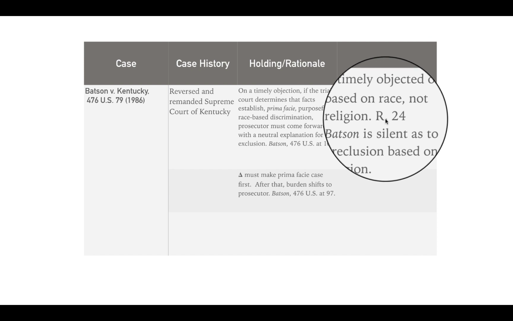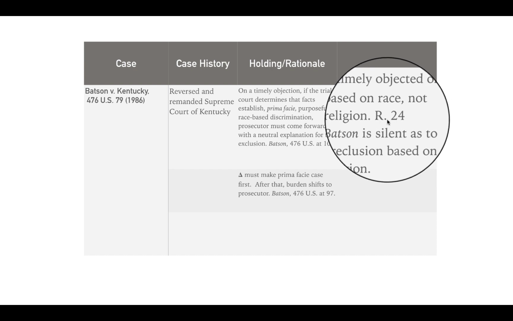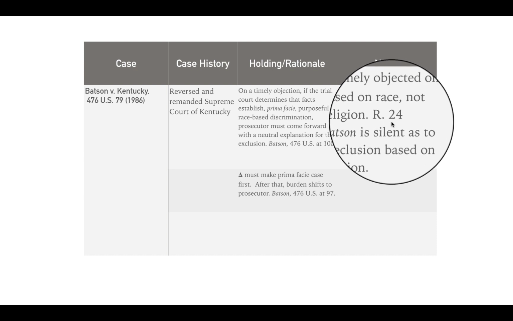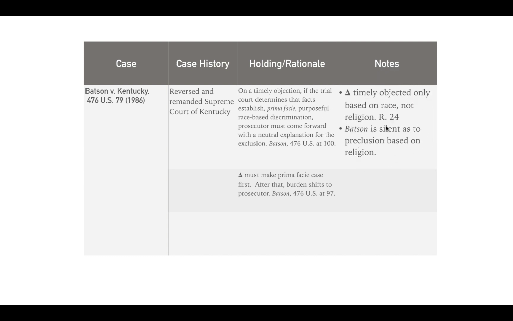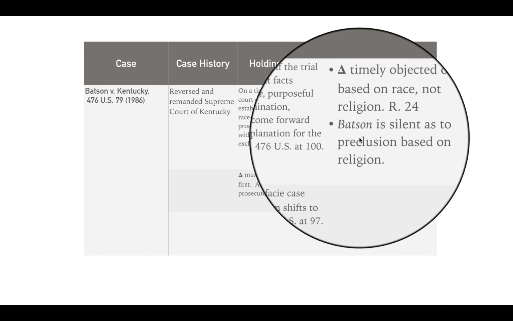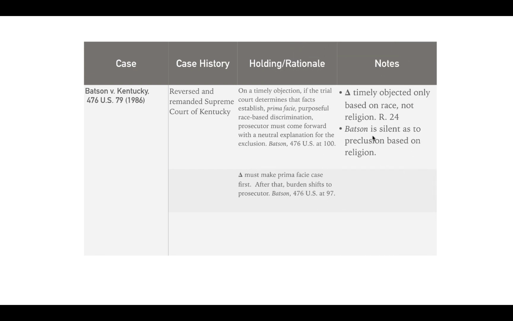The student also is going to include a reference to where he knows this fact from the assignment. Here I just wrote R24. R will stand for record, page 24. Now it's possible your assignment is organized differently, but you want to make sure that your notes reflect where you got this fact from, because you're going to want to be able to refer to it easily and accurately later. The student goes on to note that Batson is silent as to preclusion of a juror based on religion.